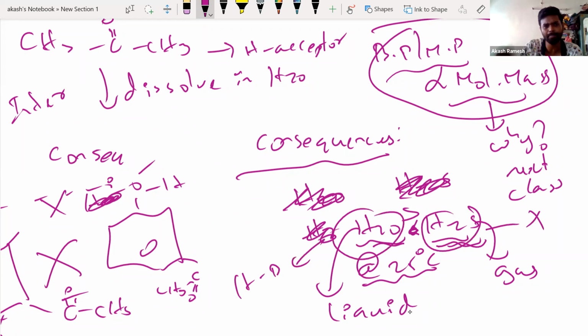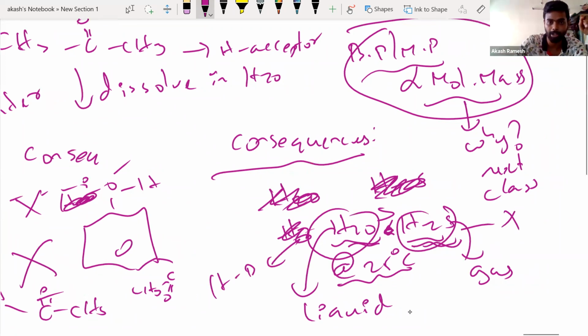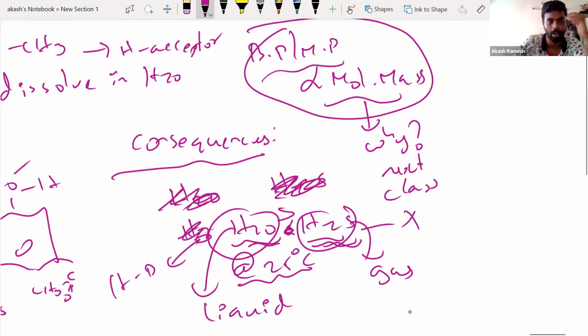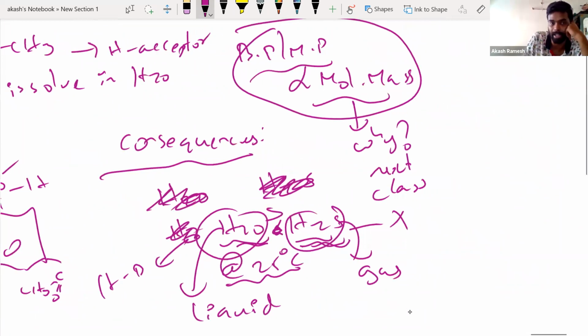Now please understand, people, for anything to be a liquid, when I compare a liquid and a gas, what is the basic difference? We have to go back to your 9th class, 9th or 10th class, 9th class.